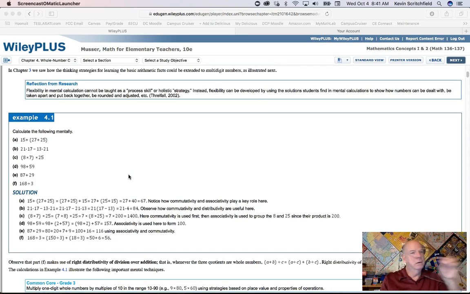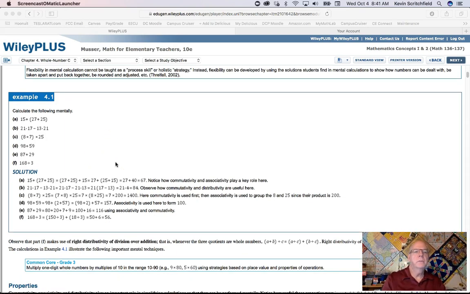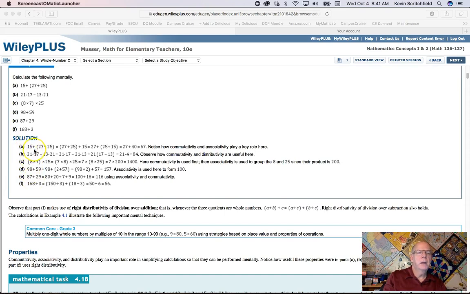So we're going to scroll down here. I'm going to put my glasses on so I can see what I'm doing. We're going to scroll down to example 4.1. These are the types of problems that we want to be able to do ourselves mentally, but we also want to be able to teach our students how to do mentally. And so we're just going to look through these examples. We want to be able to do something like 15 plus 27 plus 25 mentally, 21 times 17 minus 13 times 21, and so on. We're going to do each of these problems individually here. I'm going to try to zoom in here if it'll let me, and probably because I'm recording, it will not. Nope. So we're going to look at problem A right here, the solution.